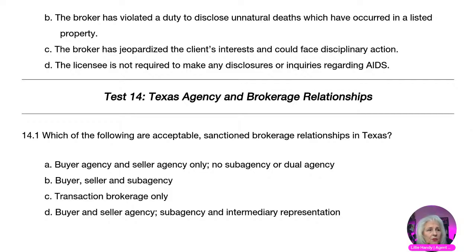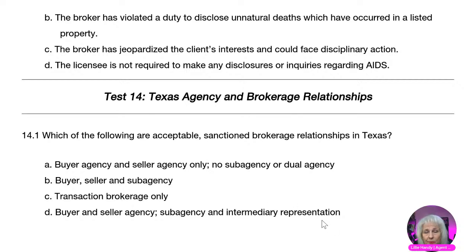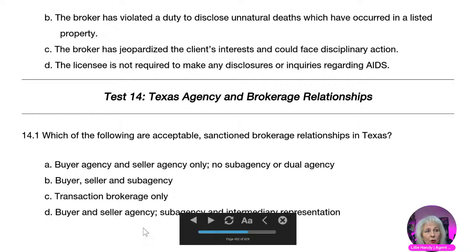So in Texas, we do not have dual agency, meaning you can represent both seller and buyer. The broker can, therefore, we have intermediary representation, meaning the broker, which is our umbrella, can represent the seller and the buyer through one of their realtors, one of the real estate agents. So we have buyer and seller agency.